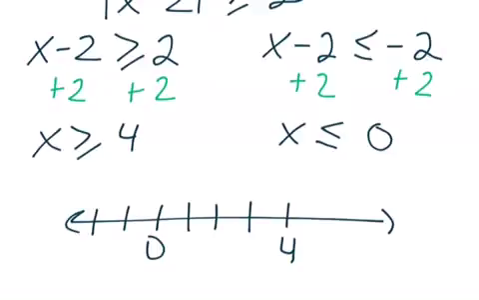Alright, so now I've got closed circles at 4 and 0. Okay, so then I want the values that are greater than or equal to 4. Greater than 4 is this way. Less than or equal to 0 is this way.